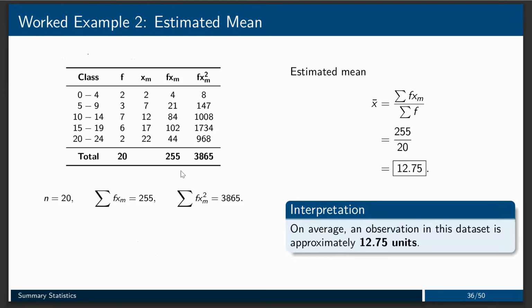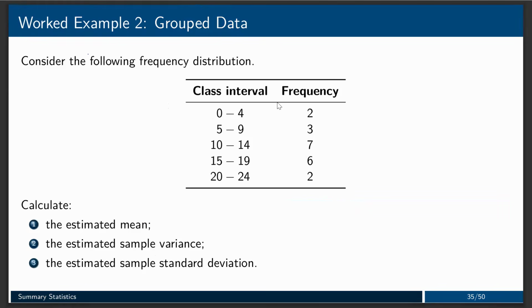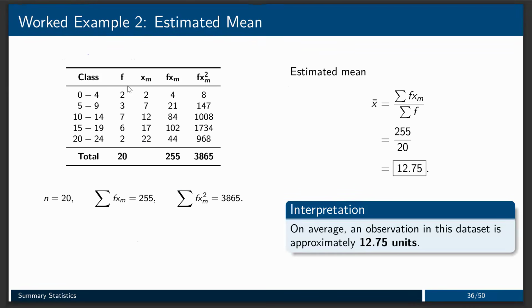Okay, so we have the data giving us this. This is the class interval and the frequency. When you come here, the first two columns, this is what we have. The question gave us the class interval and the frequency.